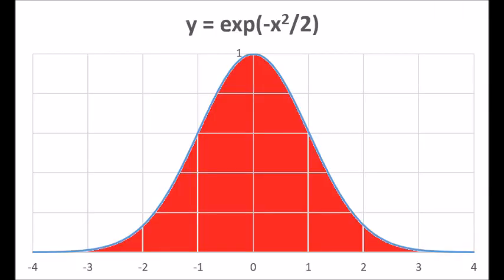Graphically, this is the bell curve we want to integrate. Y equals e to the minus x squared over 2. We want to find the area in red. But what if we don't want to integrate from minus infinity to positive infinity?